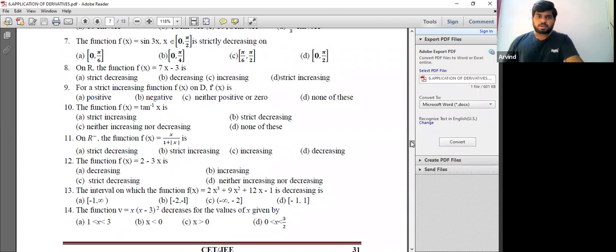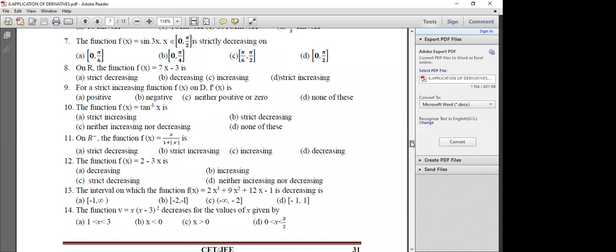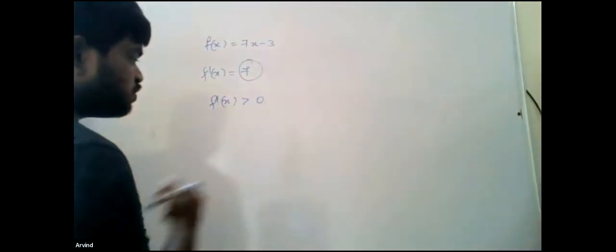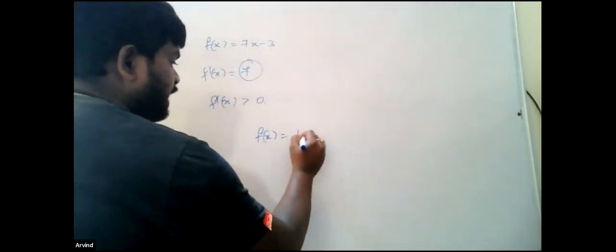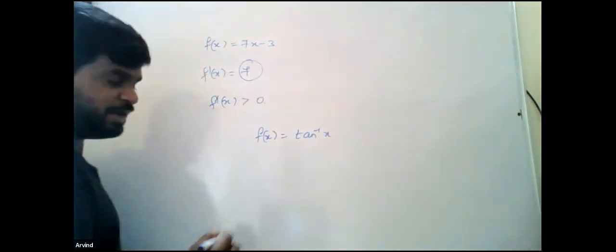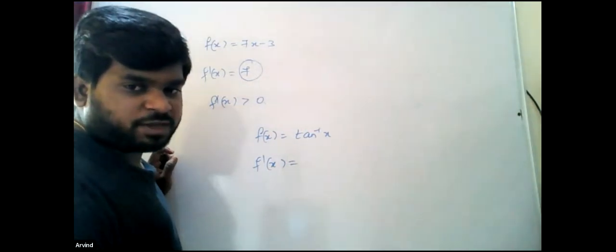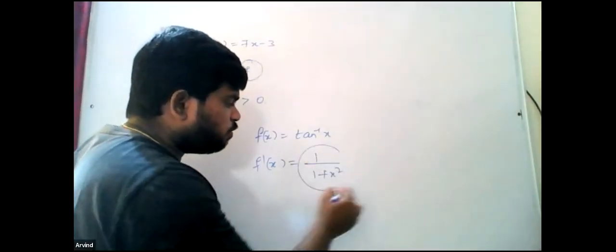Strict increasing function ಆಗಬೇಕು ಅಂದ್ರೆ f dash of x ಏನಾಗಬೇಕು, ಇವಾಗ ತಾನೇ ಹೇಳಿದೆ, ಪಾಸಿಟಿವ್ ಆಗಿರಬೇಕು, greater than 0. The function f of x is equal to tan inverse x. Okay, so f of x ಏನು ಕೊಟ್ಟವ್ರೆ, tan inverse x ಕೊಟ್ಟವ್ರೆ. Okay, as usual, f dash of x ಕಂಡುಹಿಡಿಯಬೇಕು. What will be f dash of x? 1 by 1 plus x square. Very good. Now just observe, this is always positive.